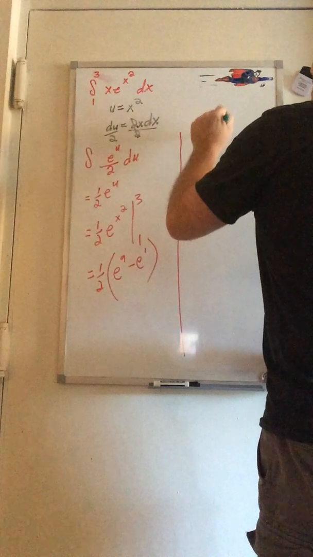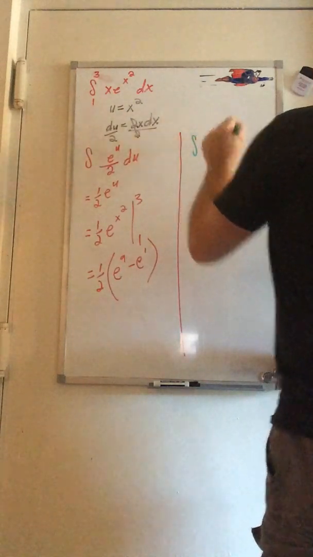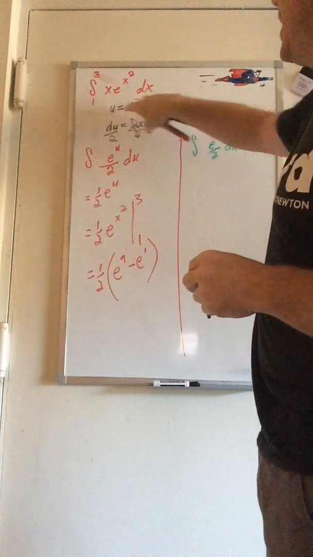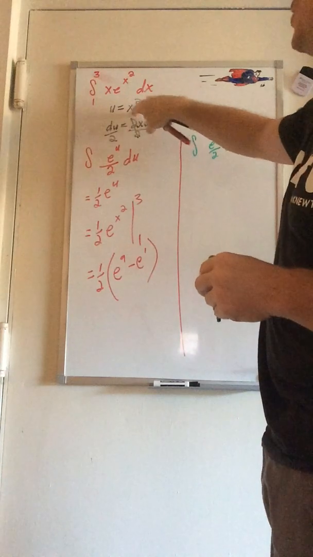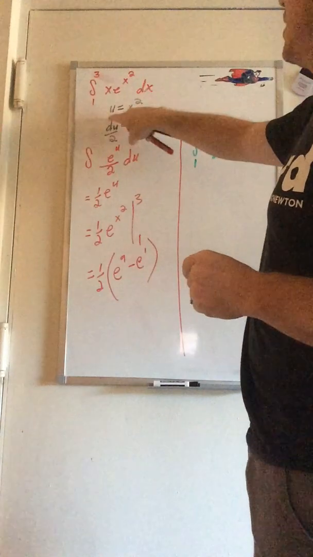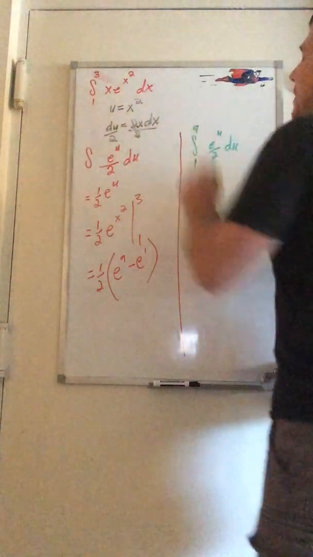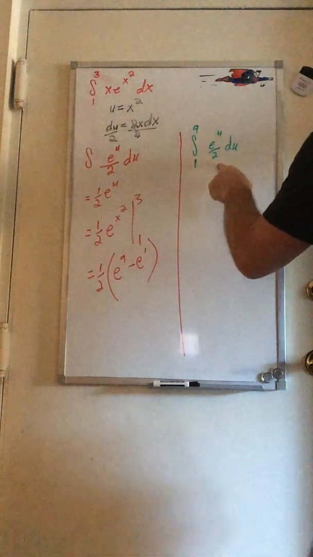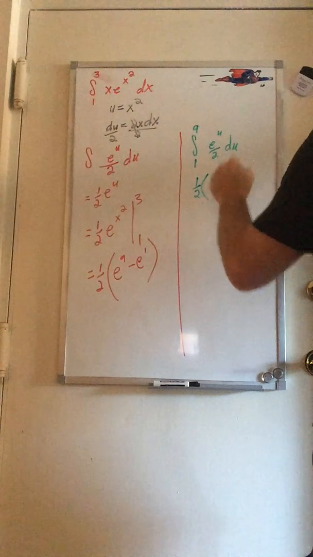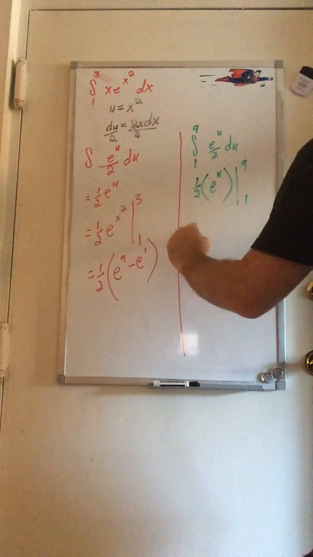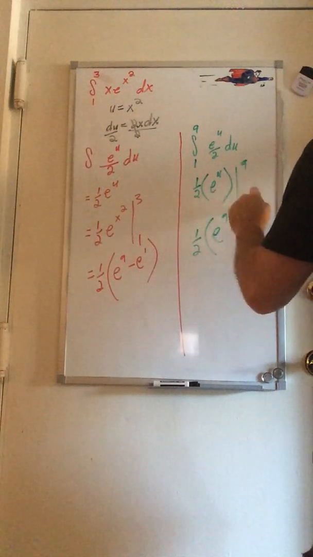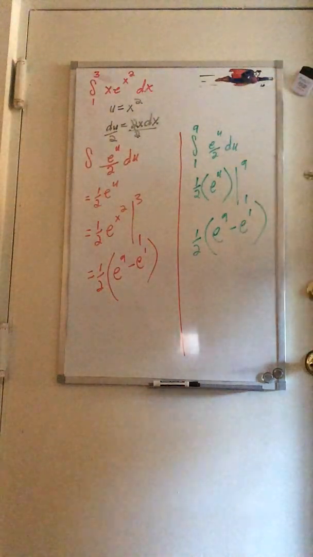If I integrate e to the u over 2 du, and now let's see. If I plug in 1 right here, u is equal to 1 squared, which is 1. If I plug in 3, u is equal to 3 squared, which is 9. Now I anti-differentiate, the 1/2 carries along, and I get e to the u, evaluated from 9 to 1. And that's 1/2 (e to the 9 minus e to the 1), which is exactly what I got here.